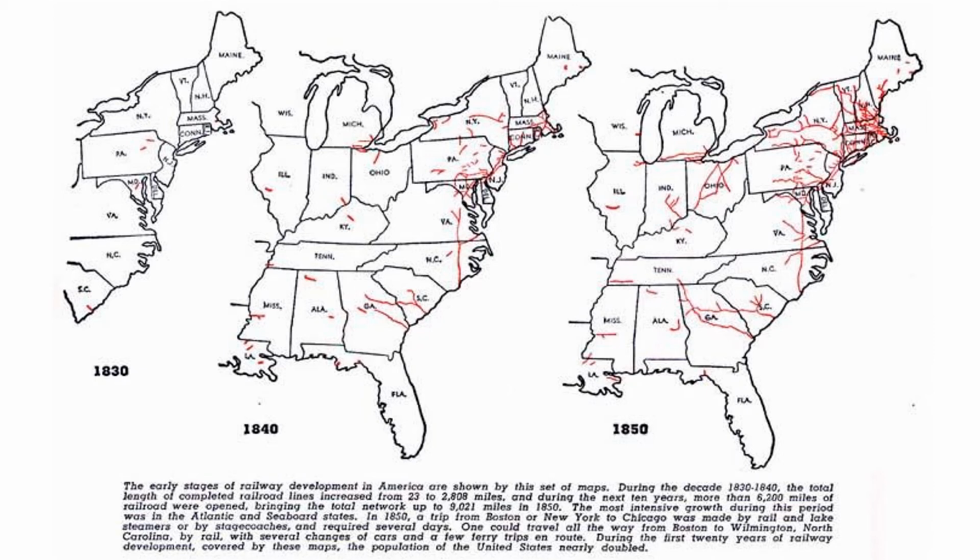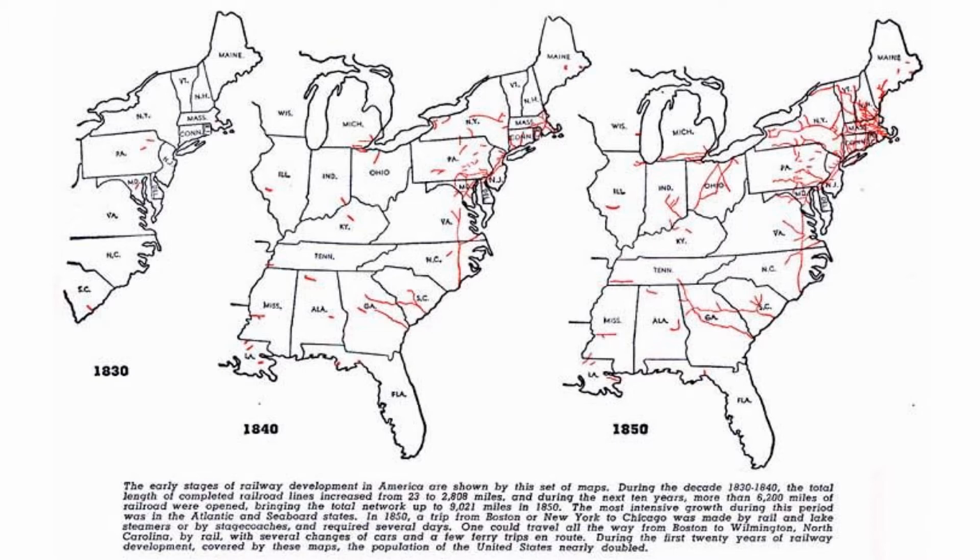First, let's look at the rapid development of railroads. Here in 1830, almost no railroads in the United States. In 1840, the network is developing. Couple lines in the south, lots of lines in the northeast, and that trend continues.